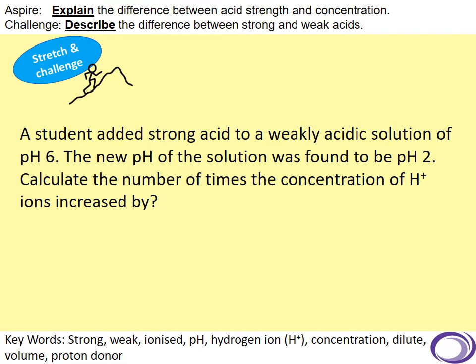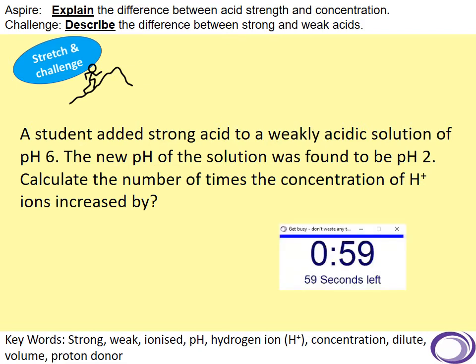Okay, let's have a look at some stretch and challenge then. So a student added strong acid to a weakly acidic solution that was originally pH 6. The new pH of the solution was found to be pH 2. So we need to calculate the number of times the concentration of hydrogen ions has increased. I'm going to give you a minute to do that.